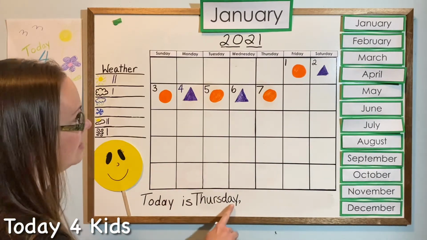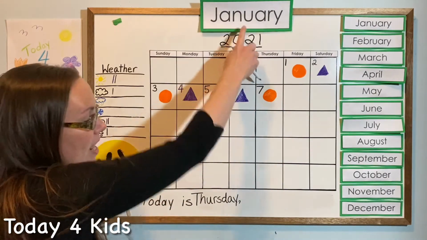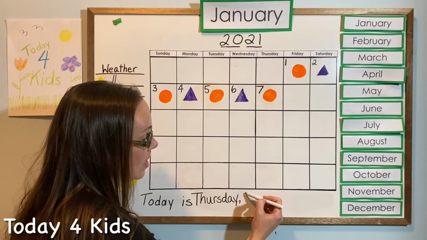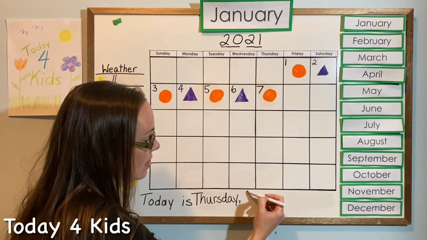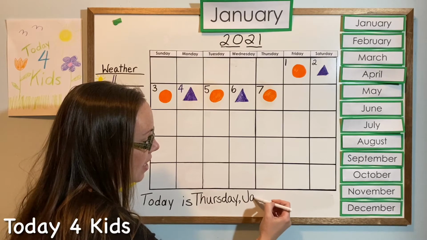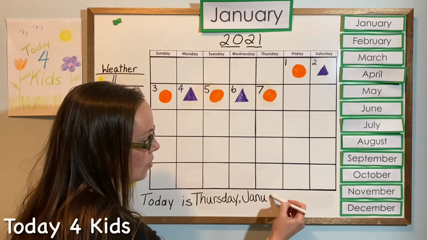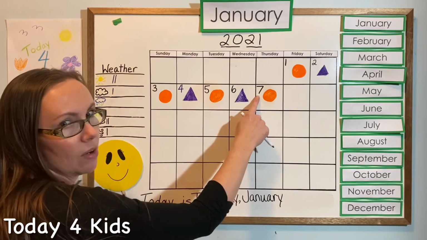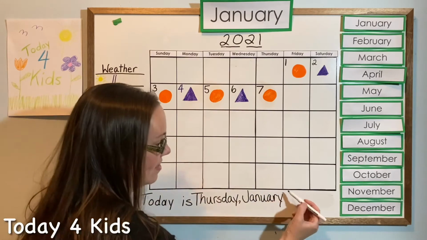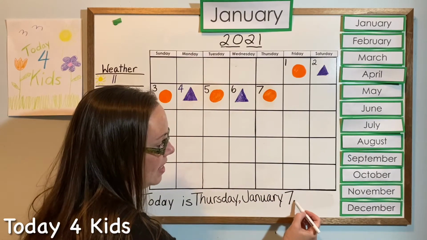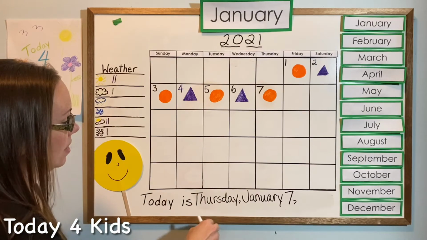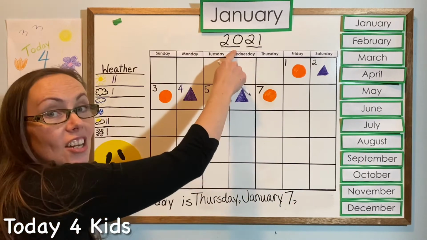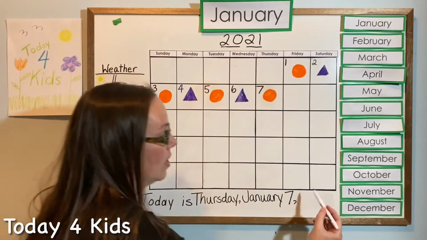So today is Thursday, January. So let's put January here. And we always put a capital letter at the beginning of January as well because it's the name of the month. January. And then the number. What number is that? Do you remember? 7. And then another comma. So we have Thursday, January 7th. What comes next? The year, 2021.